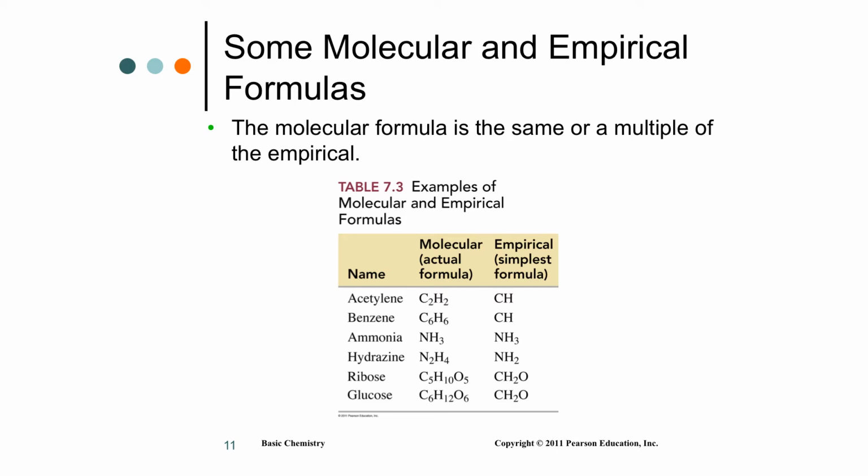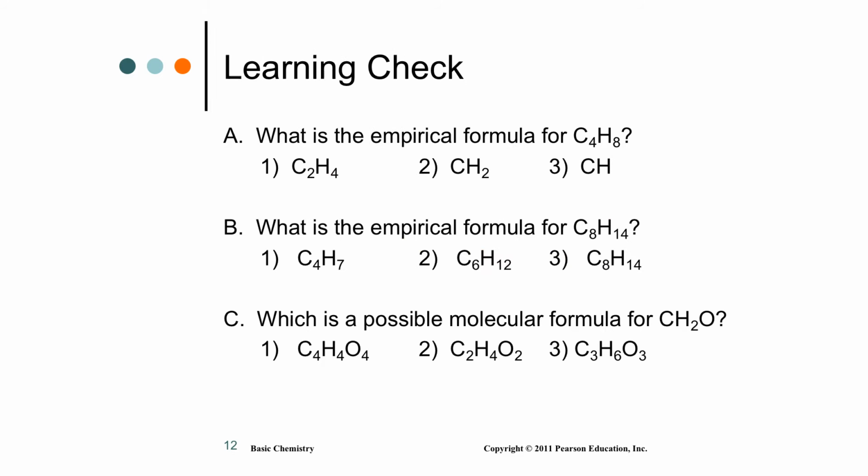So for instance, acetylene is C2H2. Benzene is C6H6. Going from the molecular to the empirical is easy. I just look and say, they both have 2's, divide them by 2, and you end up with CH. Or C6H6, they all have 6's, divide by 6, you end up with CH. Do you see it's harder to go left to right or right to left? Because I'm not sure how many to multiply by. So we'll look at that in a minute.